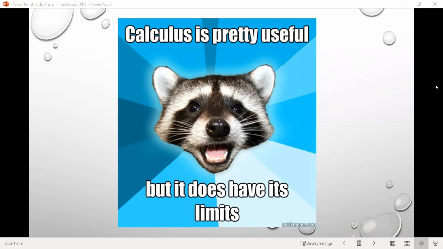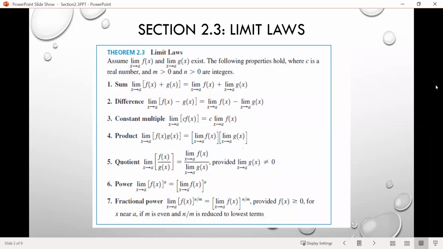So we'll be continuing on in chapter 2 here. We have finished section 2.2 and we're moving on to section 2.3. In section 2.2, we talked about some basics of limits. Here we're going to take this to the next level and start looking at some properties, or what we call the laws of limits. When we're doing laws of limits, there are a couple of things we need to make an assumption of.